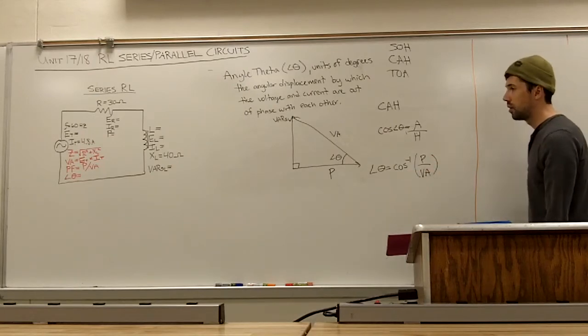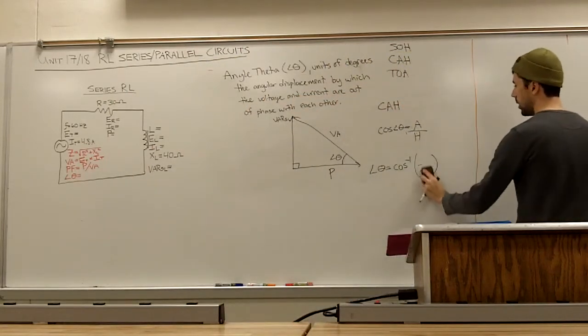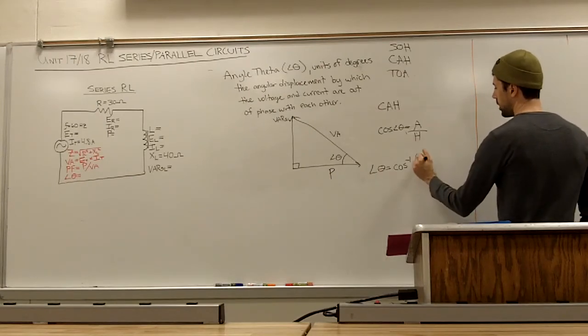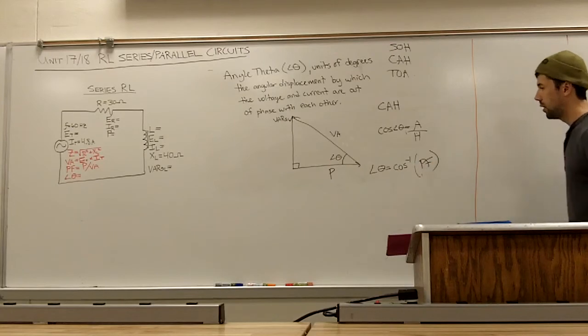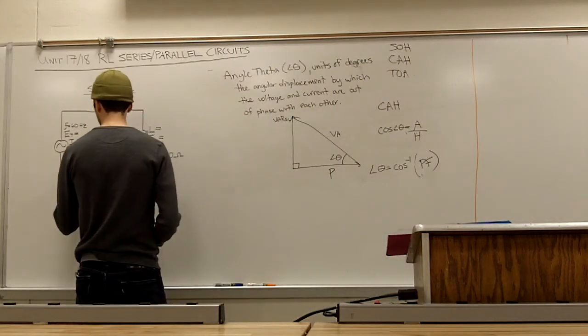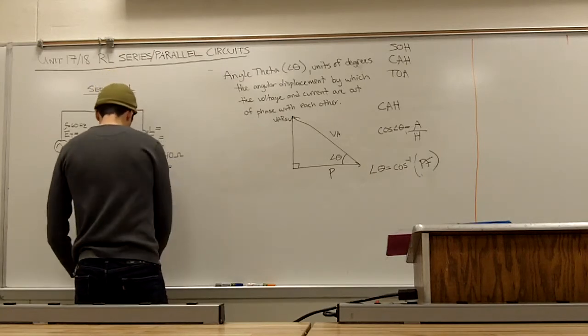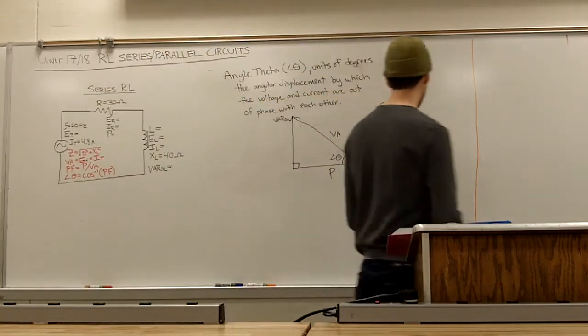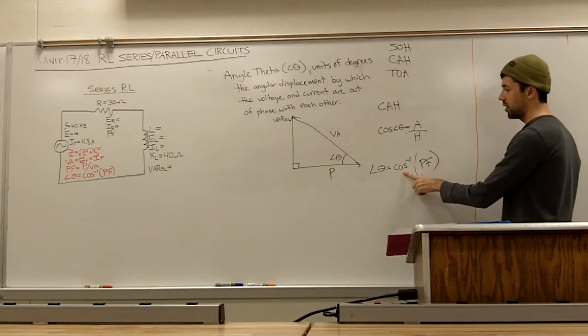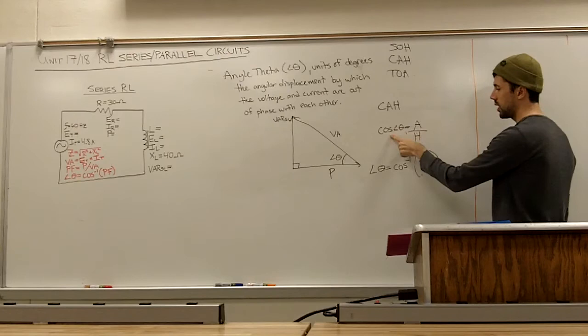But what is P over VA? P over VA is my power factor. So I can simplify this even further and simply say that angle theta is the inverse cosine of the power factor. Now remember, this is not cosine, this is inverse cosine. So on your calculator, you have to press the second or the shift key and then hit cosine to get to the inverse cosine. These are two different things.